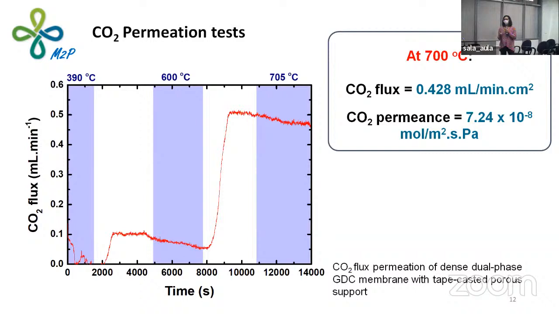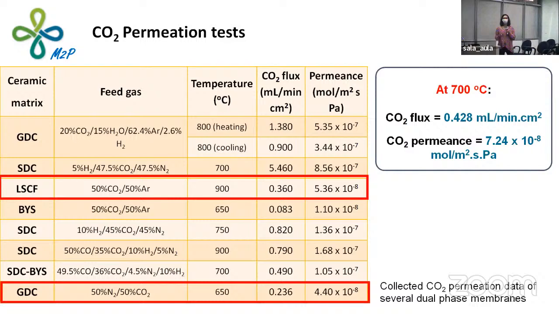And at 700 degrees C, we got a CO2 flux of 0.428 milliliters per minute per square meter when we consider the size of the active area of the membrane. And if we consider the driving force of the system, that is the partial pressure of CO2 on each side of the membrane, we got 7.24 times 10 to the minus 8 mol per square meter per second per Pascal. So this is not the best value that we got from the literature, but it is close to some values that were reported. This is our first test. We still have some problems with the sealant, but it is better than some values that we can find in the literature with the same feed gas, because the amount of CO2 that we inject can influence this proportion.